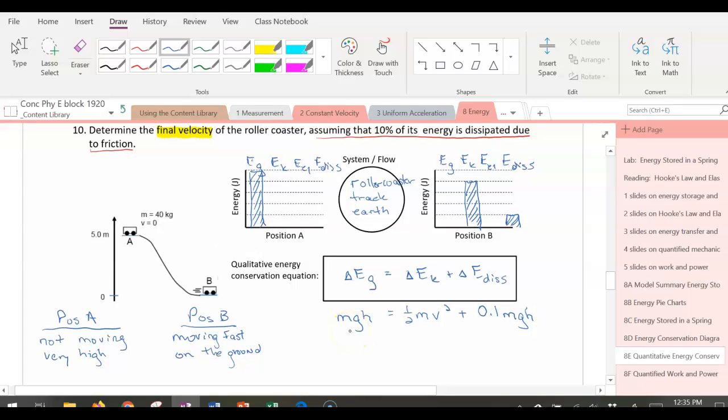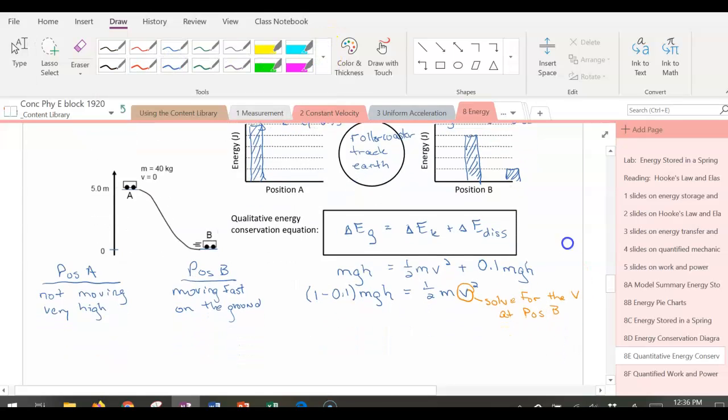I've got a term that has mgh on both sides of this equation. I want to move all of the terms with mgh to one side. So over here I have 1 minus 0.1 times mgh equals 1/2 mv squared. And I like to circle or just be clear about what I'm solving for. I'm going to solve for the v at position B. That's the final velocity. Okay, and I think I know everything else.